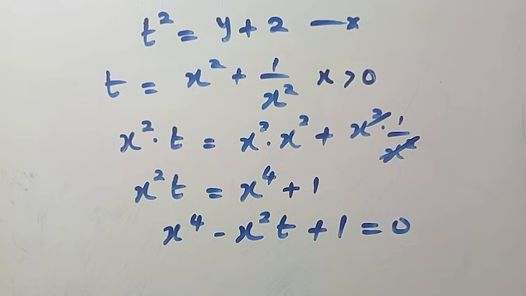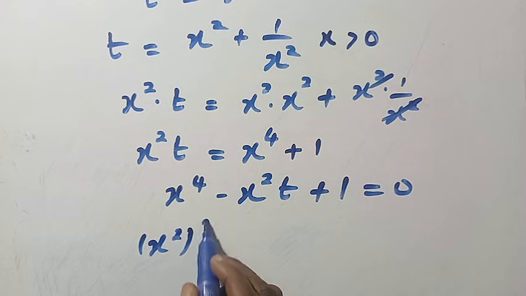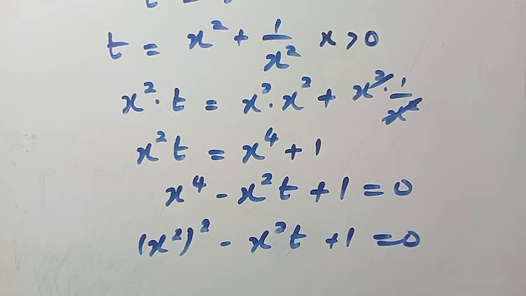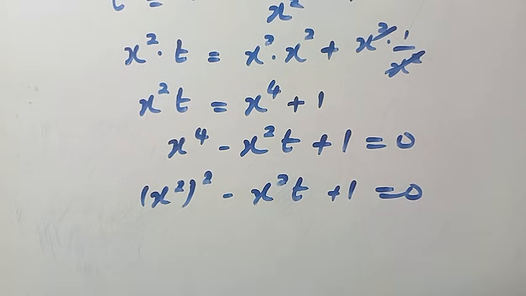So we are going to solve this in terms of x squared. So we can write this as (x squared) all raised to the power of 2 minus x squared t plus 1 equals 0. So this is a quadratic equation, and we are going to solve this one quadratically. So we solve for x squared, since what we have at the other side from the original function is x squared. So we have to solve for x squared at this point.